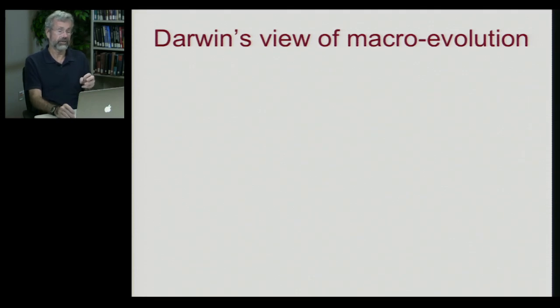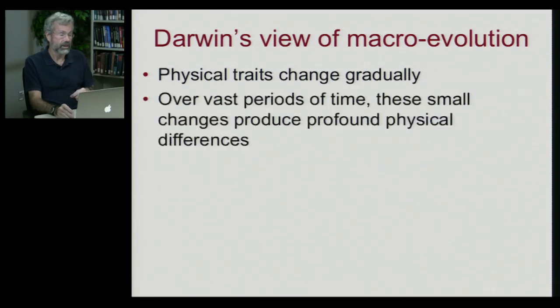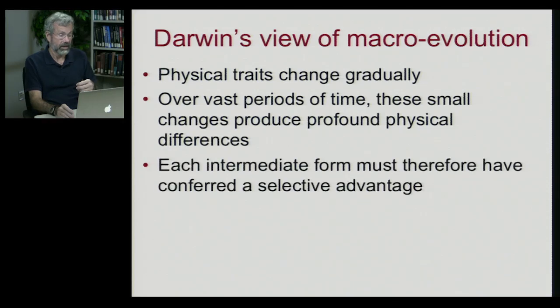So Darwin's view of macroevolution is that physical traits change very gradually. So that microevolutionary process, a slight increase in size, a slight increase in coloration from one generation to the next. And then over vast periods of time, these small changes will produce profound physical differences. And the final product may not look at all like the ancestor. But for this to be true, for this process to have really driven selection to go from a precursor to something that's quite different in the end, each intermediate step must have had an advantage over the previous generation. So the slightly larger individual had an advantage every generation. This keeps going and keeps going.